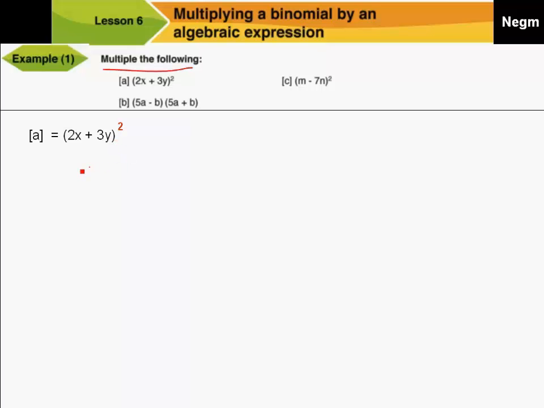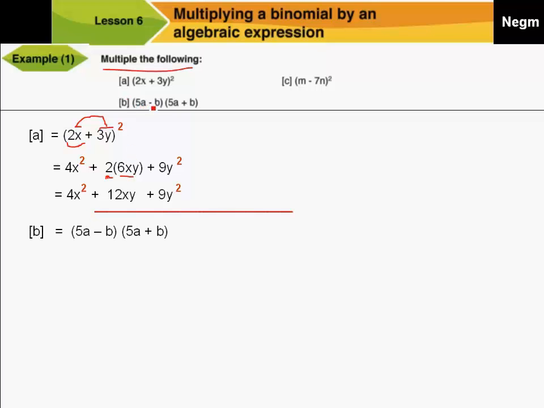But we can solve it by multiplying 2x by its value. 2x multiplied by 2x is 4x squared. 2x multiplied by 3y is 6xy, multiplied by 2. And 3y multiplied by 3y is 9y squared. This will equal 4x squared plus 2 times 6 is 12xy plus 9y squared. This is the solution of A.